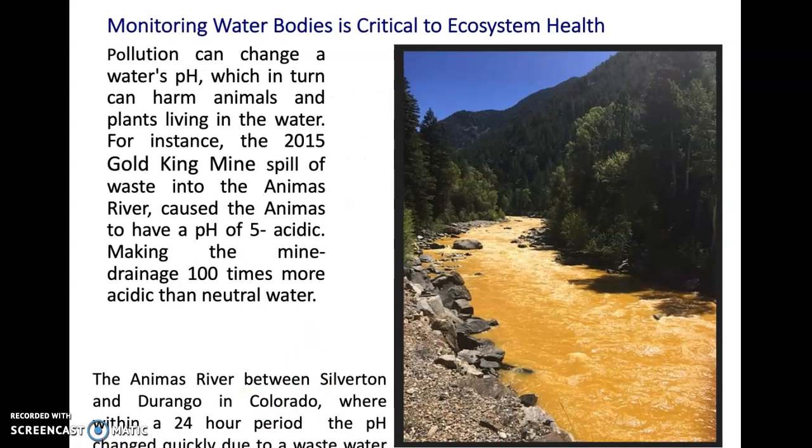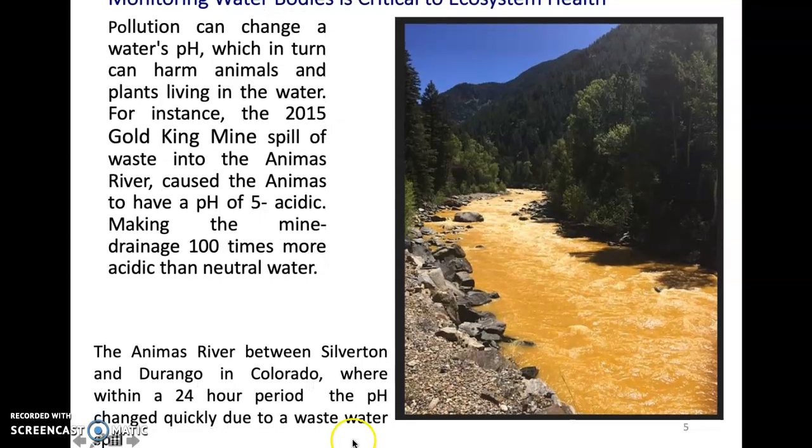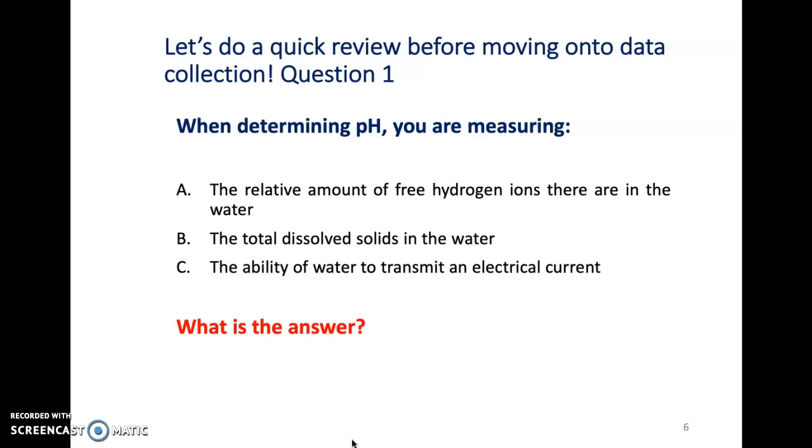This is a picture of what happened to the Animas River, I don't know, like 5 years ago. There was a spill or drainage from the Gold King mine, and as a result, it ended up changing the entire river to this ugly brown color. Yellow was actually more orange in this, and it was a lot more acidic, right? The Animas River between Silverton and Durango, Colorado, just really looked bad.